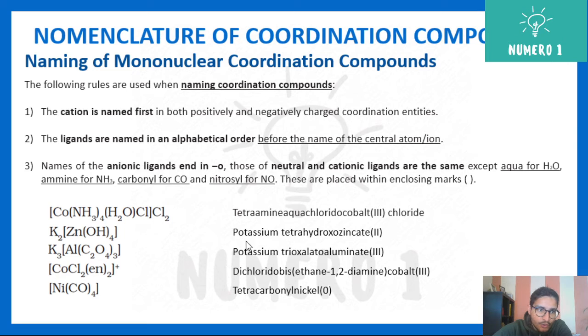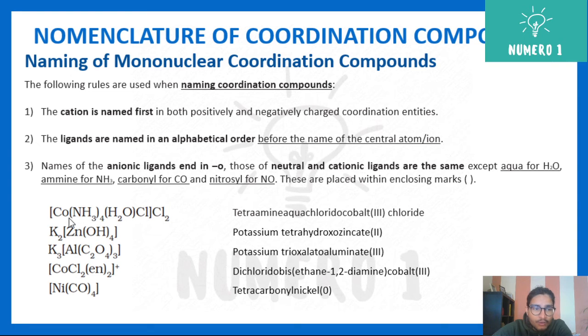Just make a note of this. In both positively and negatively charged coordination entities, it doesn't matter, you have to start writing the name with the cation. Then the ligands are named in alphabetical order before the name of the central atom or ion. The central atom can be neutral or an ion. In both cases, ligands are named in alphabetical order, the same way they were written.